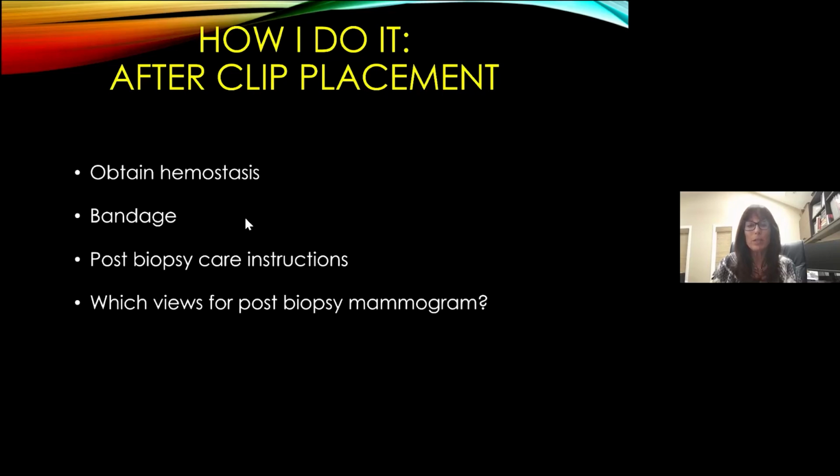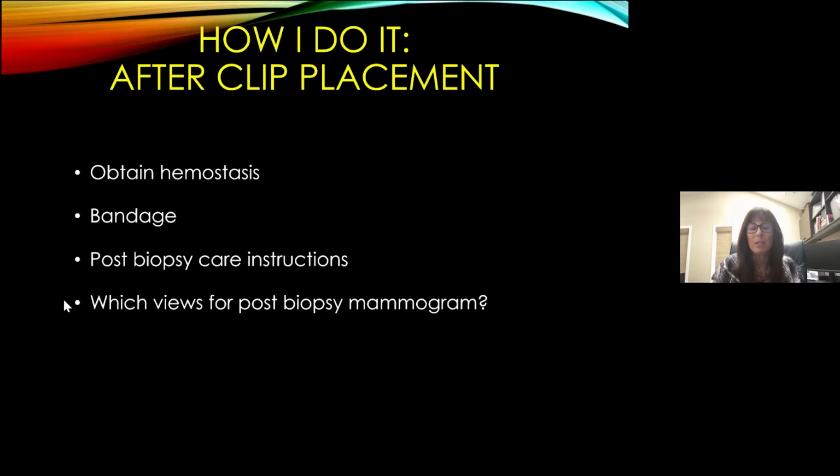When I'm holding pressure, I use that opportunity to go over the post-care instructions. So we talk about what to expect, how they should take care of the breast, what they should do if they have pain, etc. We give these instructions to the patient in writing, but it's helpful to go over them in advance. So if the patient has any questions, they can ask them right then and there.